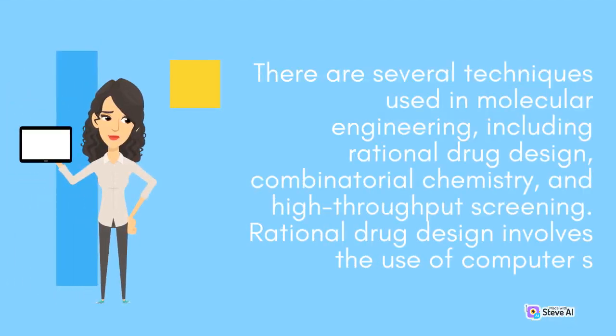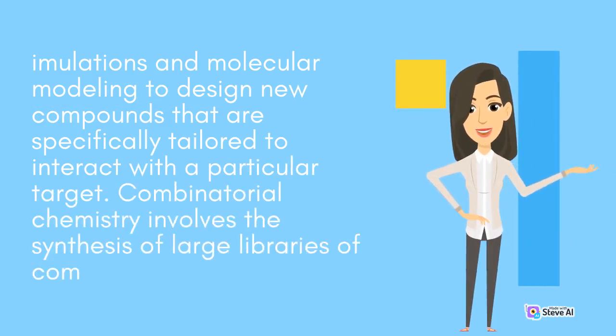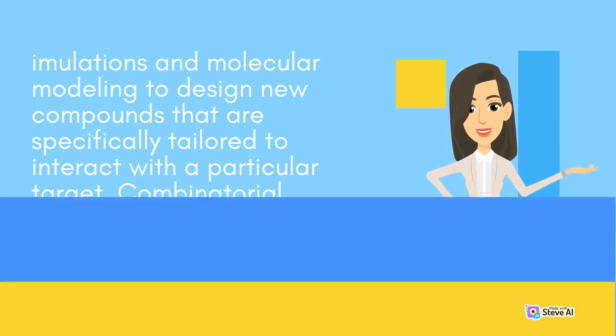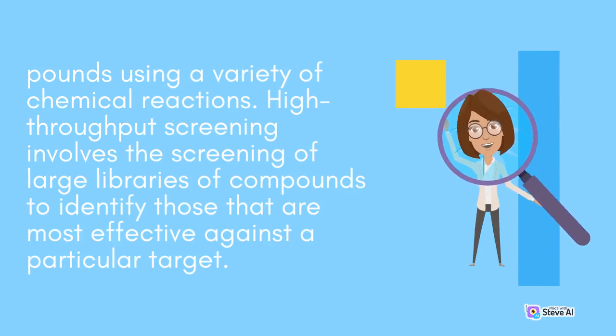There are several techniques used in molecular engineering, including rational drug design, combinatorial chemistry, and high-throughput screening. Rational drug design involves the use of computer simulations and molecular modeling to design new compounds that are specifically tailored to interact with a particular target. Combinatorial chemistry involves the synthesis of large libraries of compounds using a variety of chemical reactions. High-throughput screening involves the screening of large libraries of compounds to identify those that are most effective against a particular target.